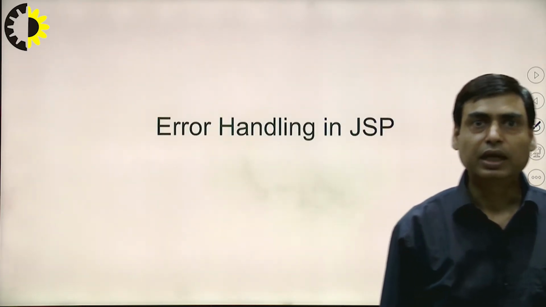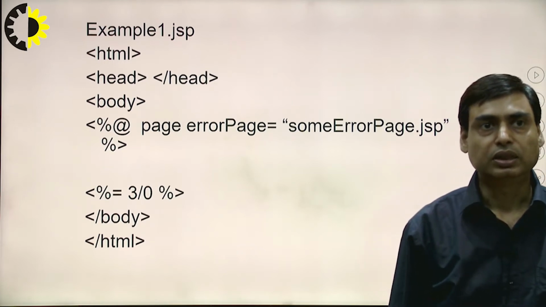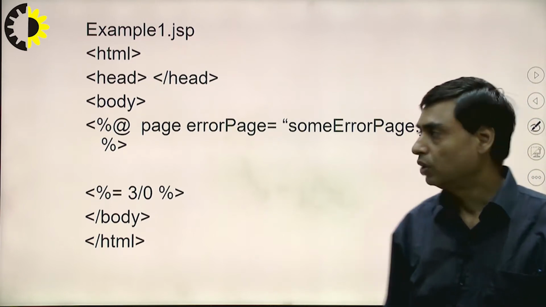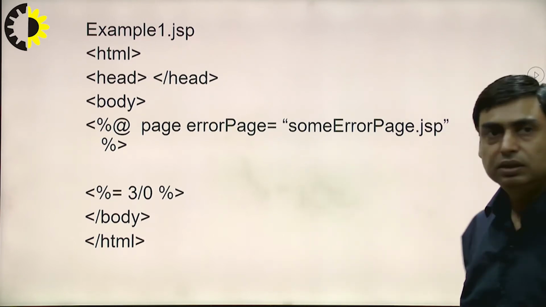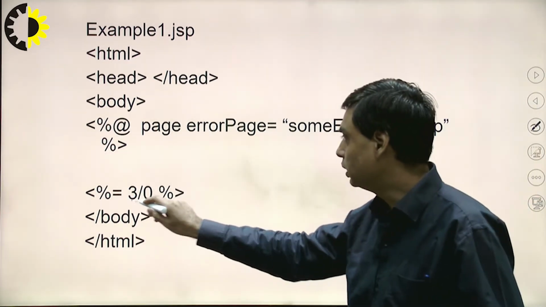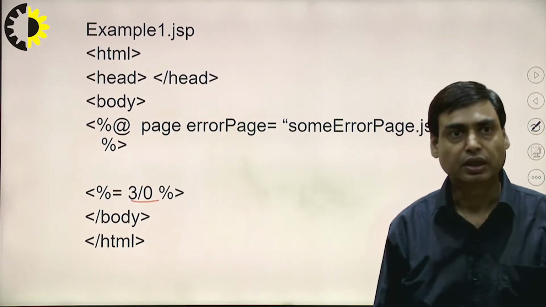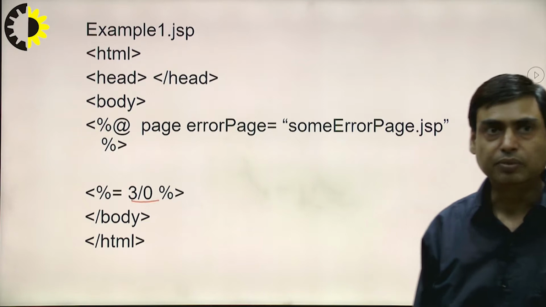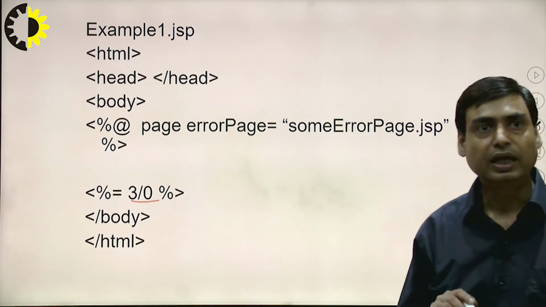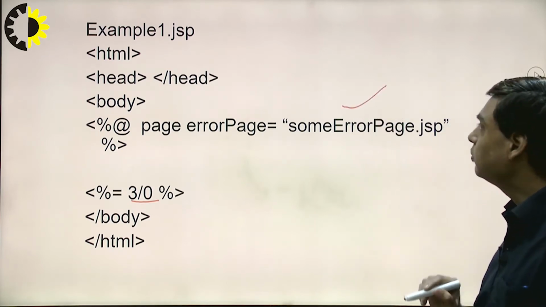First of all, error handling in JSP. To handle the error in JSP, we need an error handler page. For example, in this JSP page, we are going to generate an exception of divide by 0, that is 3 by 0. This instruction will generate an exception of divide by 0. When this exception occurs, it will move to an error handling page. The name of the error handling page is someerrorpage.jsp.